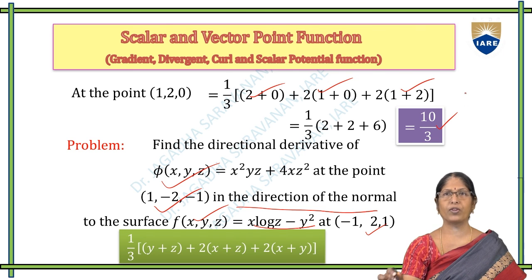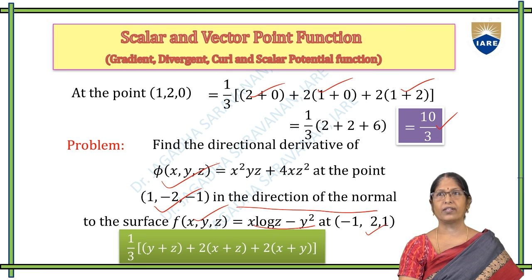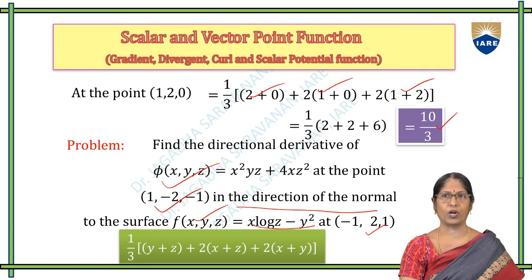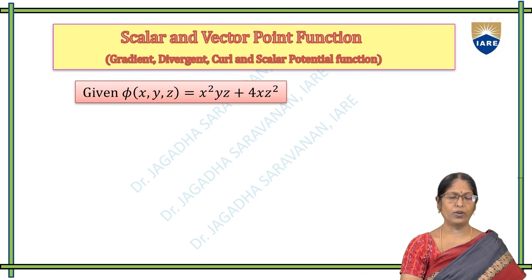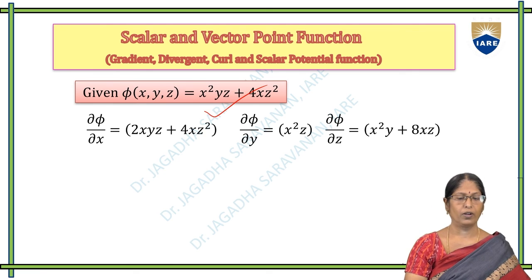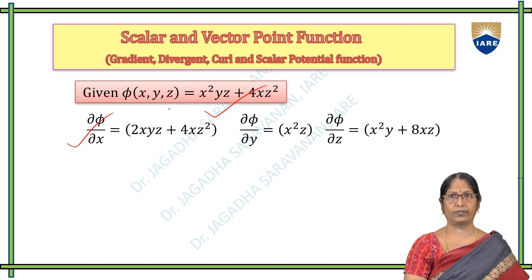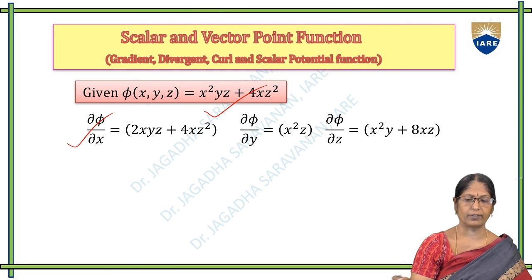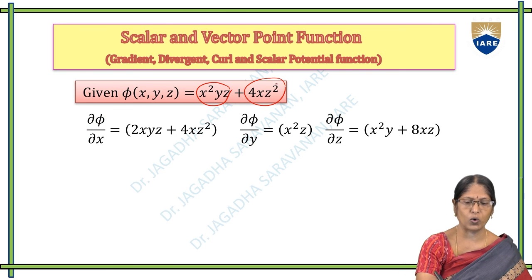Already we discussed in the previous problem that the directional derivative is e dot grad f, the formula we used before. Now the given function is φ(x, y, z) equal to x squared yz plus 4xz squared. So for ∂φ/∂x, we have to differentiate the function φ, defined in the variables x, y, z, partially with respect to x. Yes, here x is there, and here also x is there.